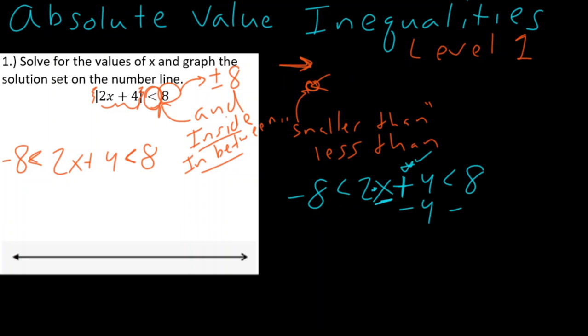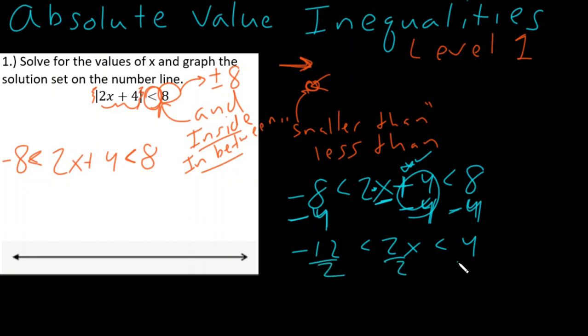We'll subtract 4 from every single place. We'll subtract it from the middle, we'll subtract it from the left, and we'll subtract it from the right. And negative 8 minus 4 is negative 12, is less than 2x, is less than, because we have a 0 pair, 8 minus 4, which is 4. Now from here, how do we get rid of this 2? Well, we are going to divide everywhere by 2. And negative 12 divided by 2 is negative 6, is less than x, is less than 4 divided by 2 is 2.